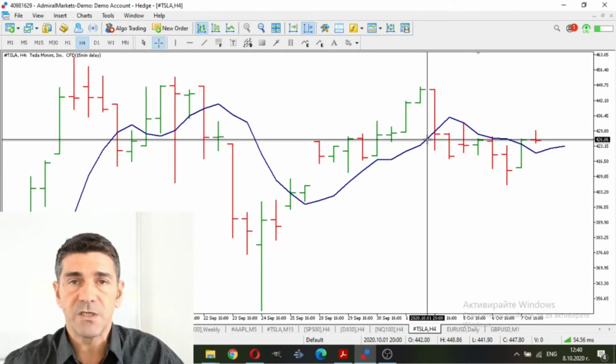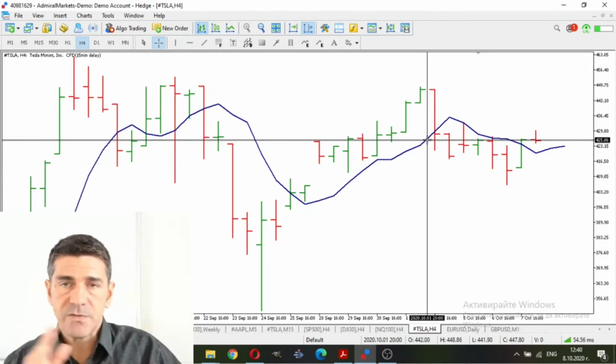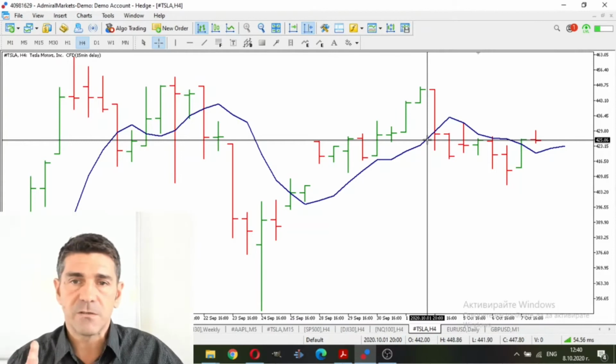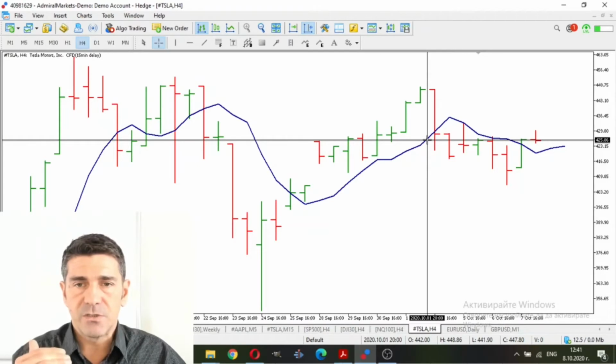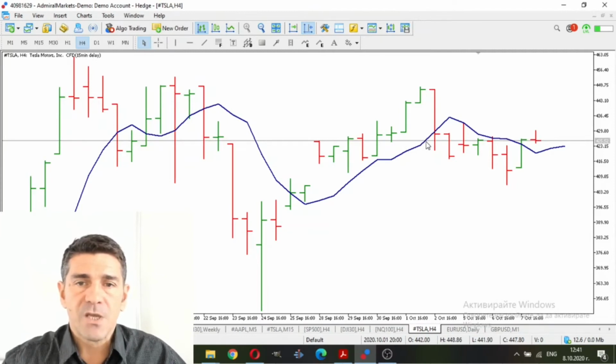But with an exponential one, it gives preference to the latest price movement. In this way, we are trying to be a bit more flexible. This is the general conclusion for the exponential moving average: it is a bit more flexible. It reacts much faster than the simple moving average.